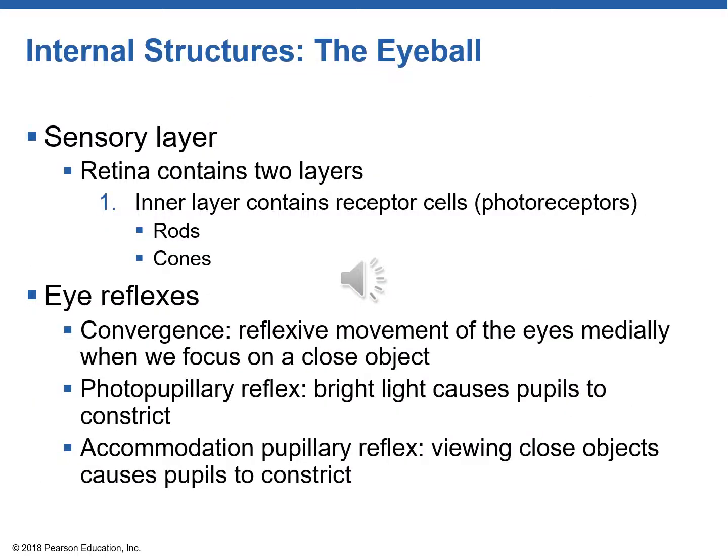The retina contains two layers. The innermost layer of the retina contains rods and cones which allow vision. These are photoreceptors. There are a few eye reflexes we should be aware of because we'll be testing our patients with some of these.